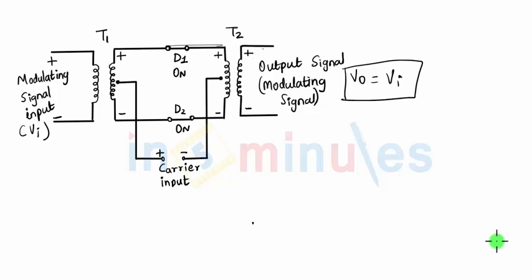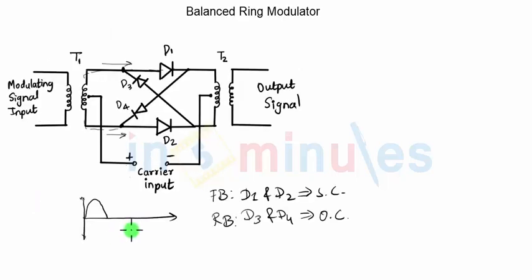Let us now consider the second case. In the second case, we will take the negative cycle of the carrier signal. What happens if I take the negative cycle of the carrier signal? So if I now take the negative cycle of the carrier signal, the very first thing that will happen is the change in the polarities.